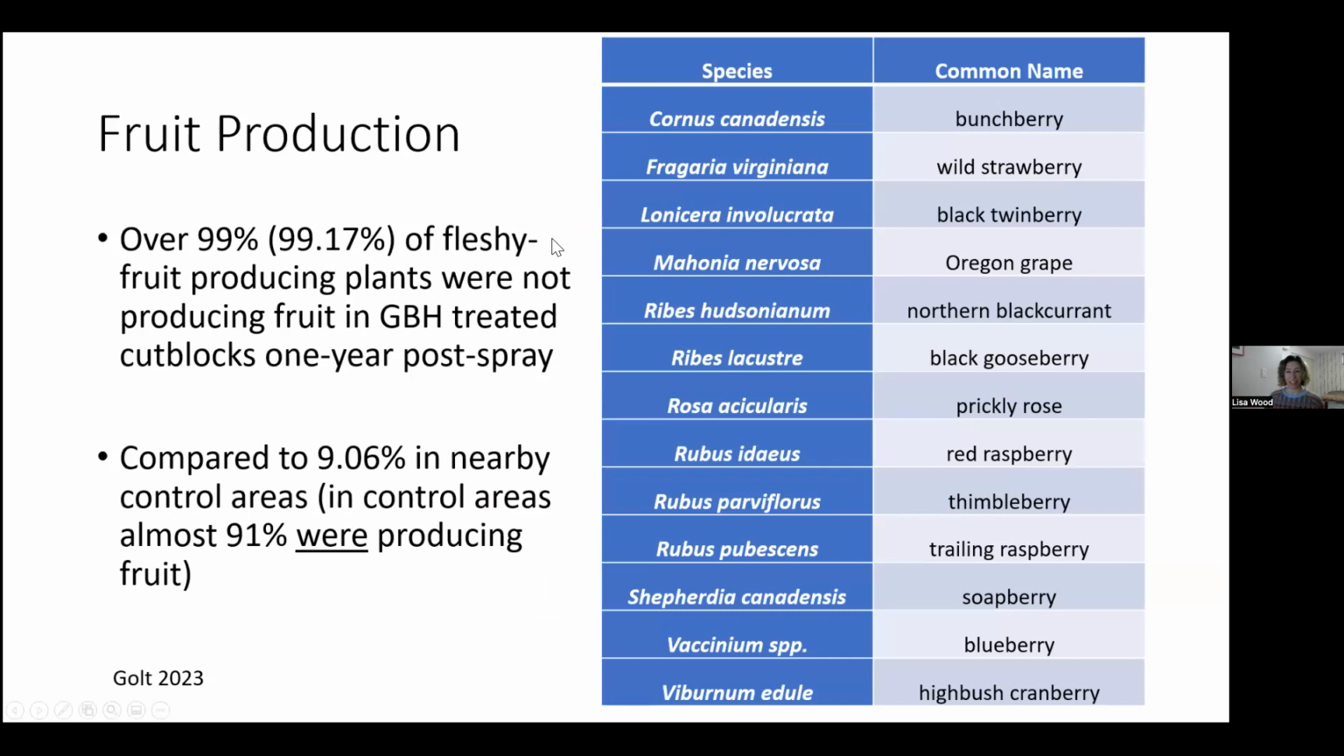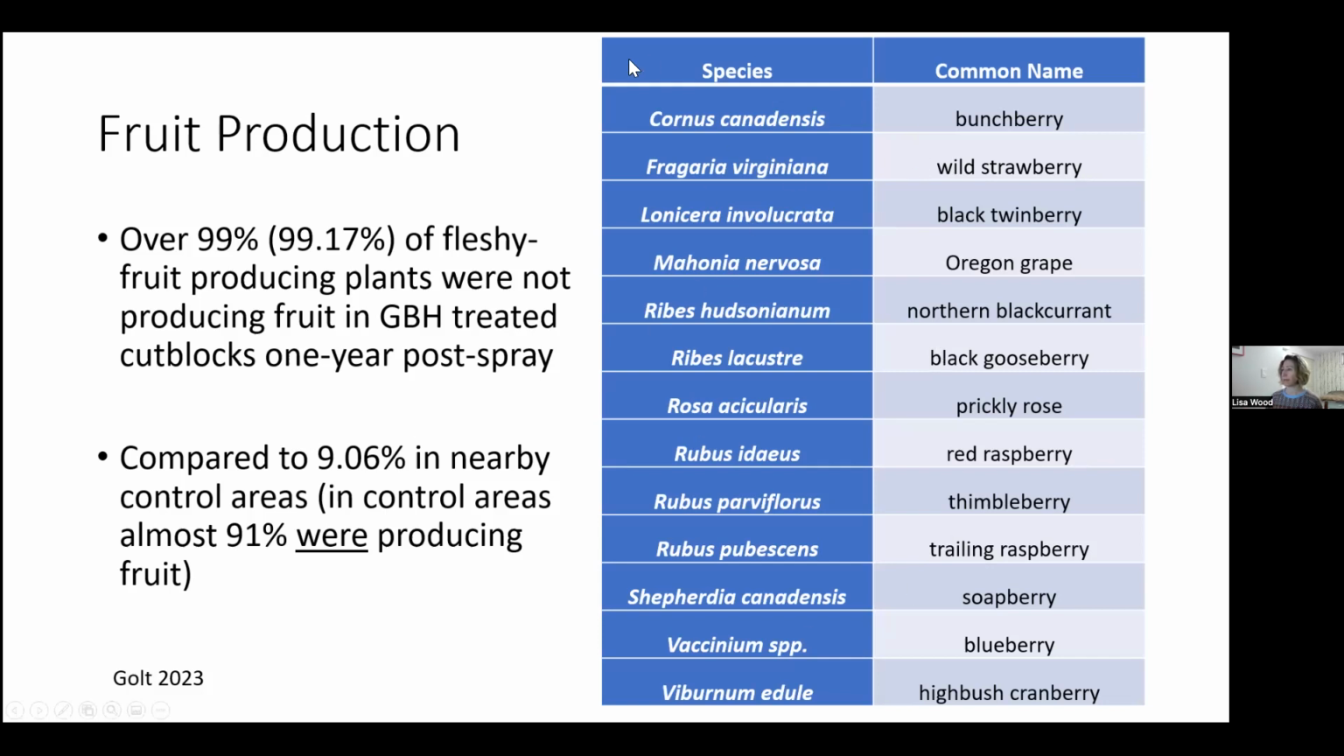So this leads us to thinking about fruit production. We're assuming that pollen viability means something for fruit production, but we wanted to make sure that that checked out. So we went and we measured fruit production. And again, for Ali's master's thesis, she surveyed some fleshy fruit producing plants in our forest.